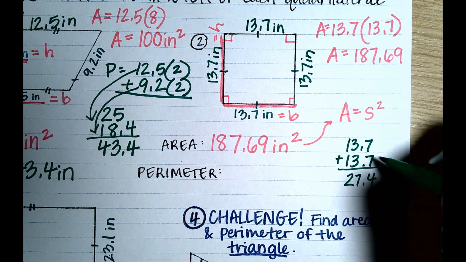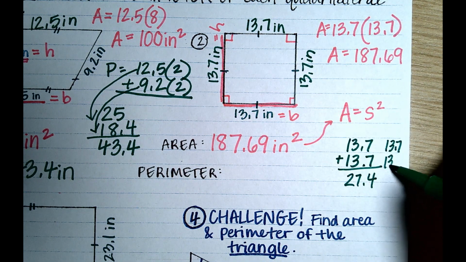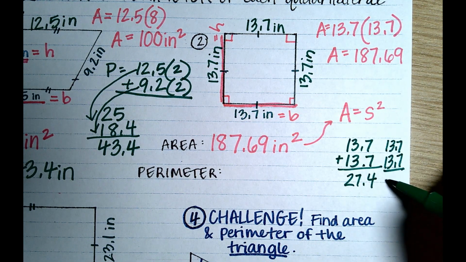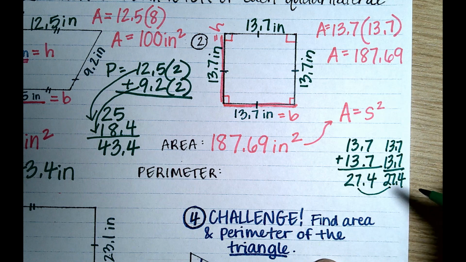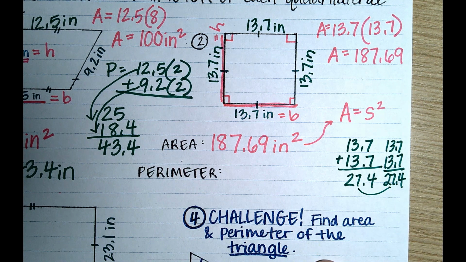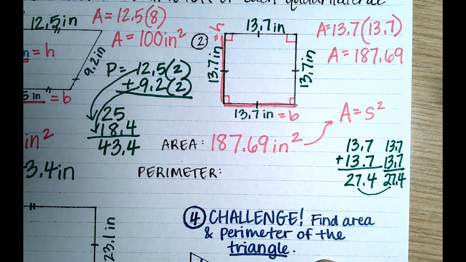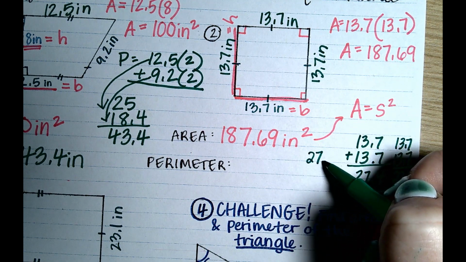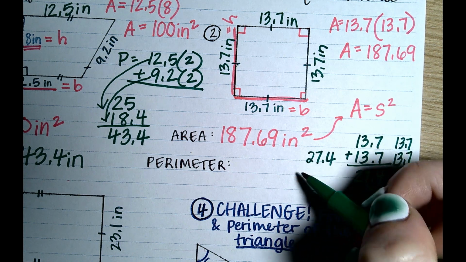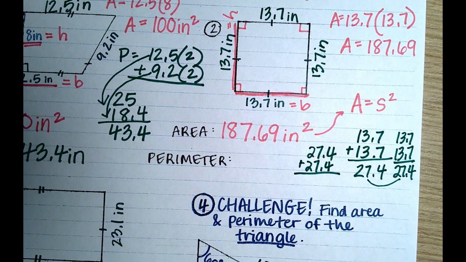I'm going to do the same thing again. 13.7, 13.7. That gives me 27.4 again. And then I'm going to add these together. So you're going to see again, there are so many ways to find perimeter. You can do it like this. Squares have a special way to do it, and I'll show you that in a minute. 27.4 plus 27.4. And Lisa, what did you get when you added those?